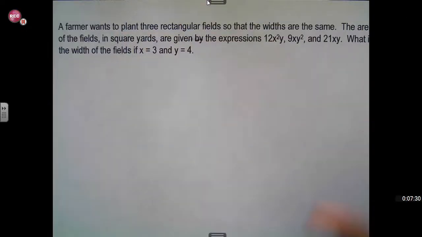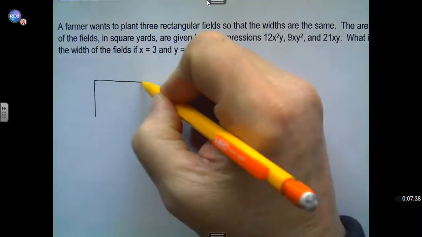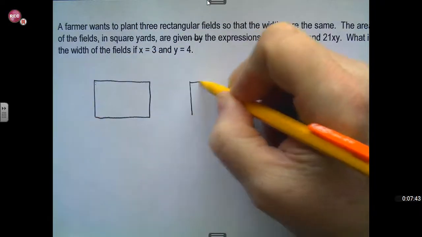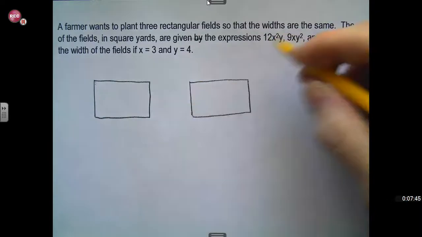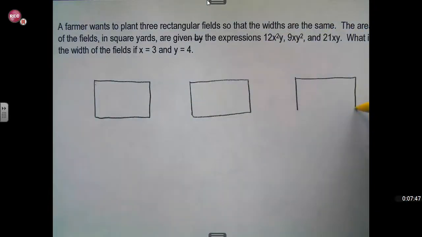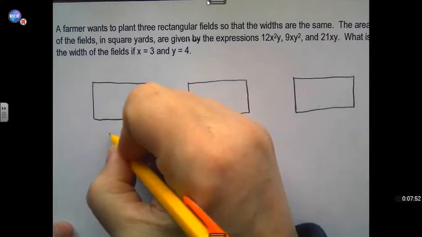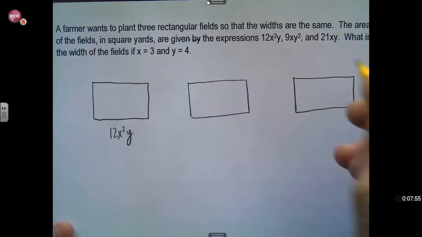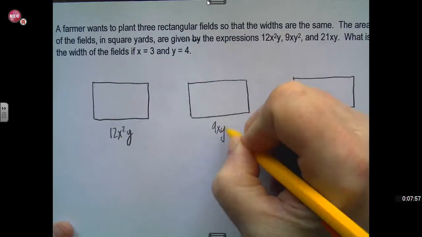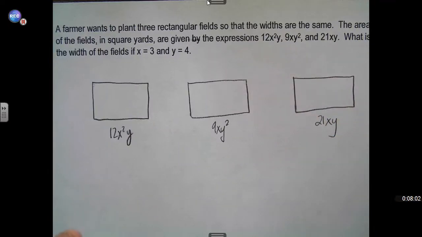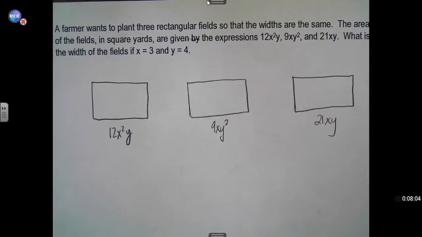You just have to see the paper. Anyway, the farmer wants to plant 3 rectangular fields so that the widths are the same. So the widths are the same. And the areas of the fields are 12x squared y, 9xy squared, and 21xy. What is the width of the field if x is 3 and y is 12?